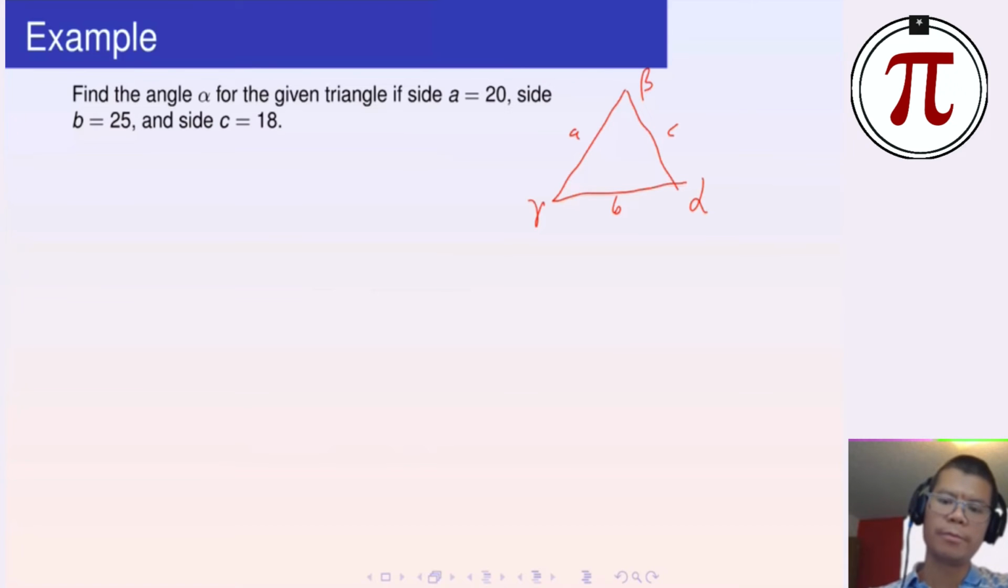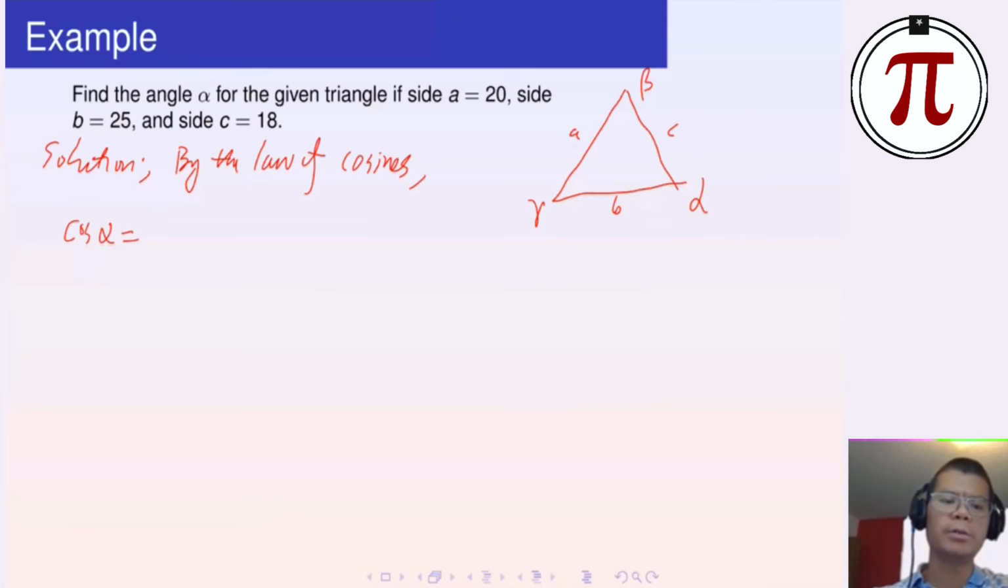So what do we have? Cosine alpha equals b squared plus c squared minus a squared over 2bc. Very good. Right, cosine alpha. All right, solution. By the law of cosines.